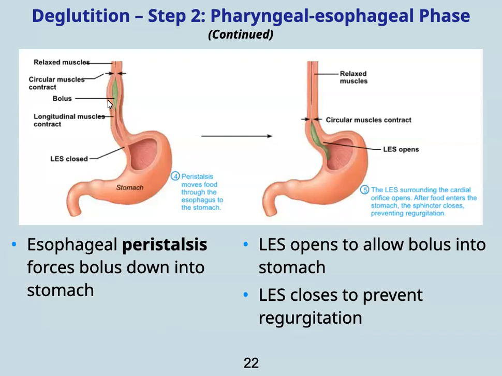Once that food bolus has entered into the esophagus, there is a peristaltic wave, a wave of peristalsis passing through the wall of your esophagus that forces the bolus to travel down into your stomach. And in this last phase of the pharyngeal esophageal phase, the lower esophageal sphincter opens to allow the bolus to pass into the stomach. And then the lower esophageal sphincter closes off to prevent regurgitation of that substance, along with acid in the stomach, back into the esophagus.